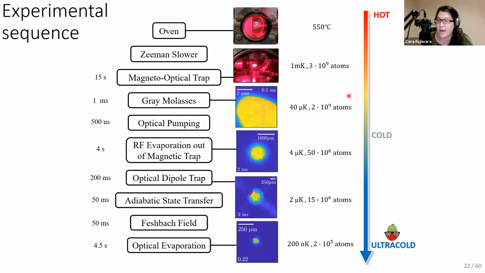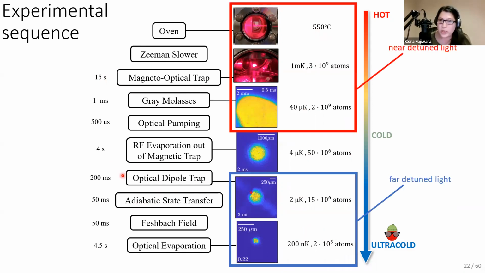Also, the number of atoms decreases. Initially I had like 1 billion atoms, and at the end of the day, I'm only going to have a few 100,000. I'm not really going to go into the physics of all these steps, although you should recognize this magneto-optical trap and this optical dipole trap that I mentioned previously. You already know all the basic ingredients for how this physics works. These top sections rely on laser cooling using near detuned light, i.e. they use the radiation pressure force. The bottom section has traps made of far detuned light, so there's no radiation pressure force, and I can get much, much colder.